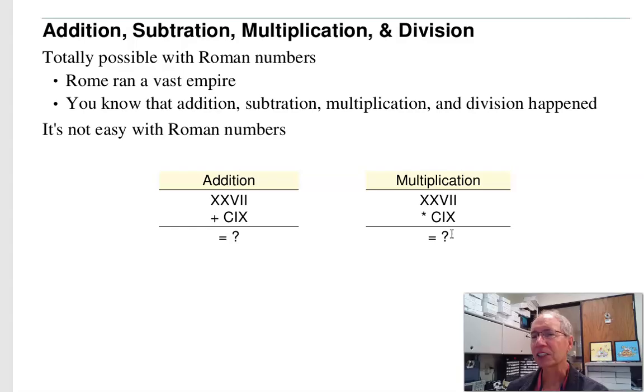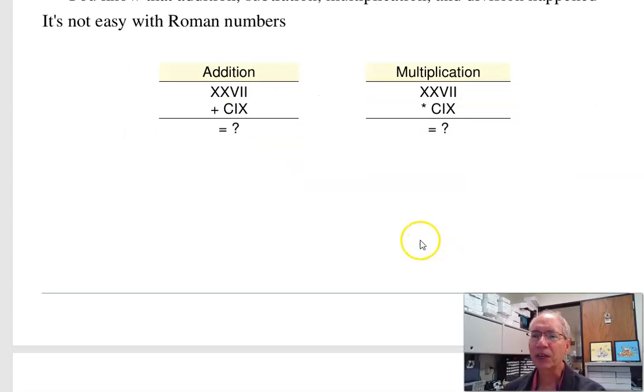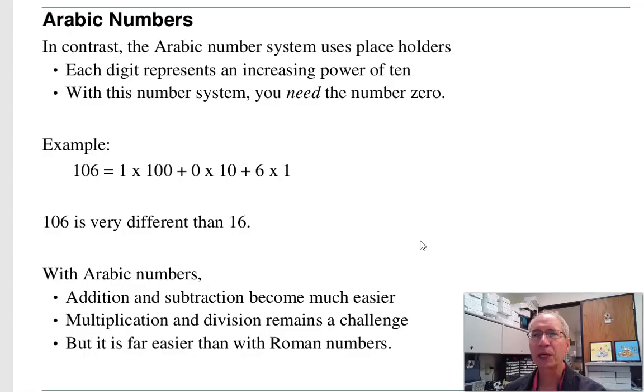You know the Romans did it. You can't run an empire without addition and multiplication. It ain't easy with Roman numerals, though. In contrast, with Arabic numbers each digit represents a power of 10. So 106 means 1 hundred, 0 tens, and 6 ones.